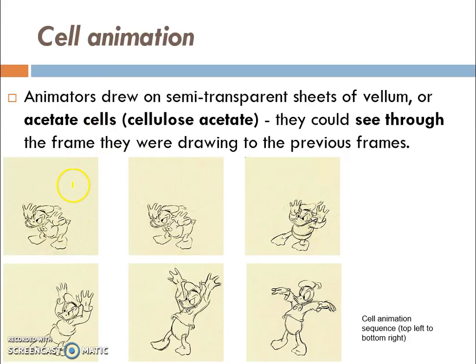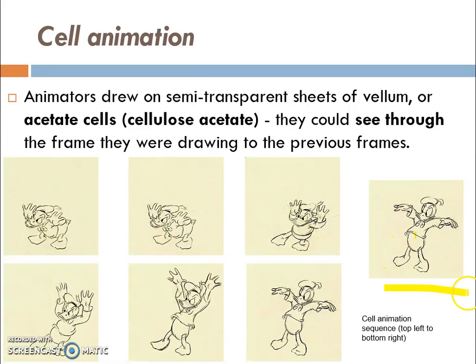So this is one sample of cell animation. The animator drew on a semi-transparent sheet of vellum or acetate cell, cellulose acetate. They could see through the frame they were drawing to the previous frame. So what you can get is the sequence. For example, maybe you can relate it with GIF picture animations.